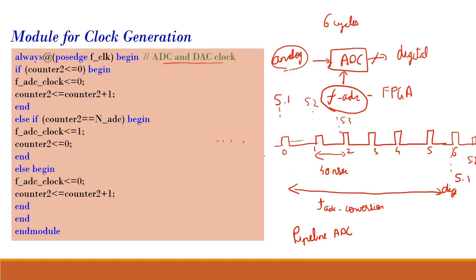Okay. Sanjay is asking a doubt. Why 4 into T clock? So this is my F clock, 2, 3, 4, 5, 6, 7, 8, 9, etc. So you require 4 of this F clock to generate 1 clock of my ADC. So it is basically like a frequency divider. It's operating like a frequency divider.